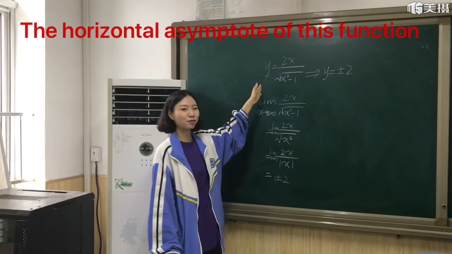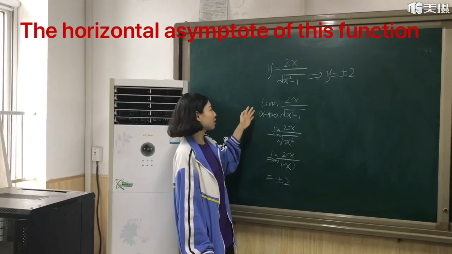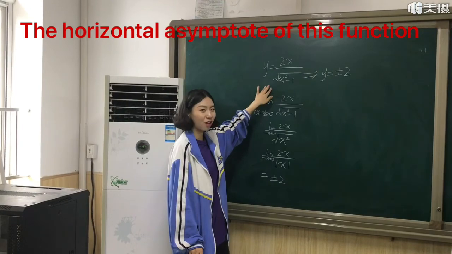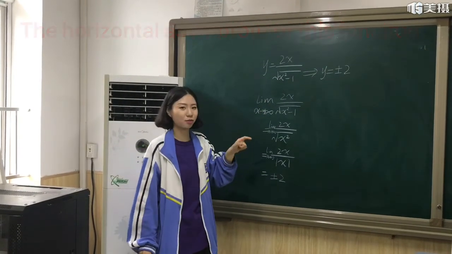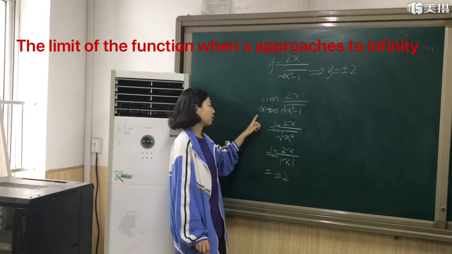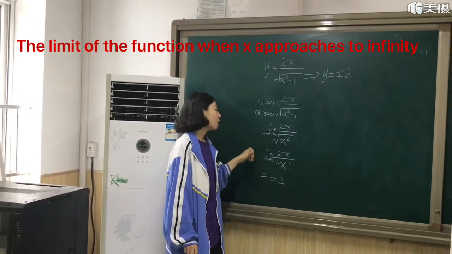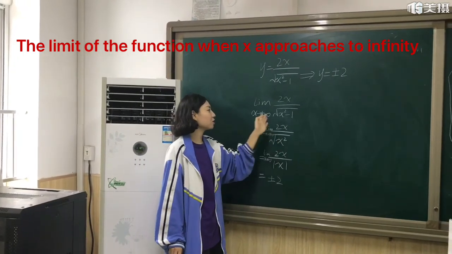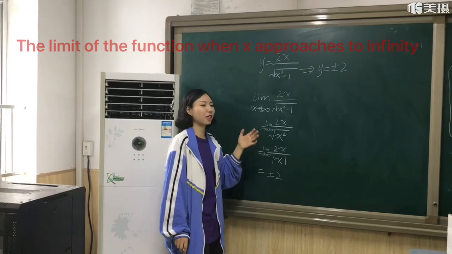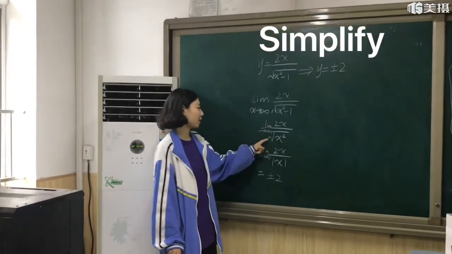This is a problem from the AP Calculus exam, and the question wants a horizontal asymptote of this function. So how do we solve this problem? Let's find the limit of this function when x approaches positive infinity and negative infinity. Compared to x squared, the negative one is extremely small and can be ignored. So the equation can be written as this.